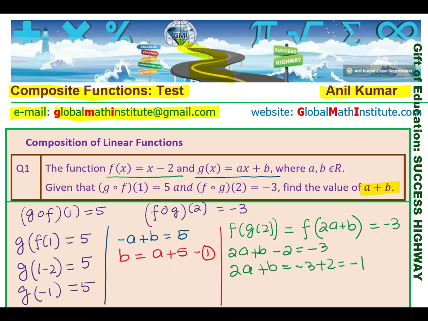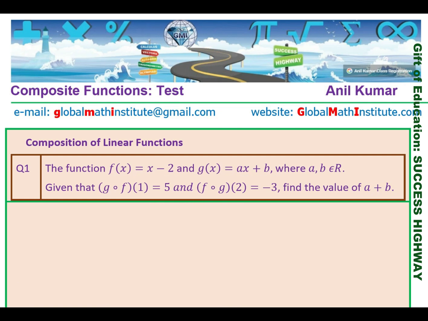Now b is a plus 5, right? So since b is a plus 5, I can write this as 2a plus a plus 5 is equal to minus 1, and 2a plus a is 3a equals minus 1 minus 5, and that is minus 6. Correct? So we get 3a as minus 6. Perfect. So a will be what? So let me rewrite in the next page.